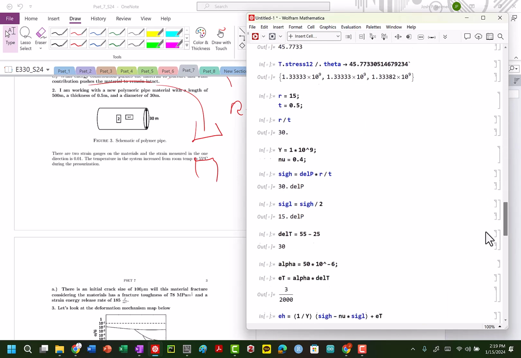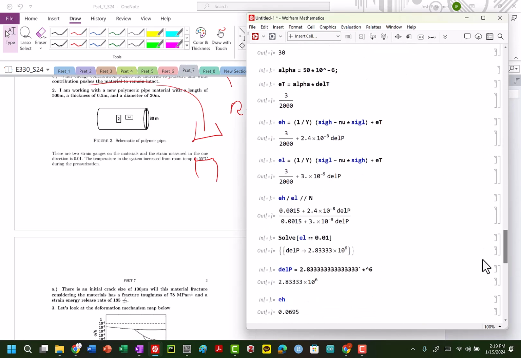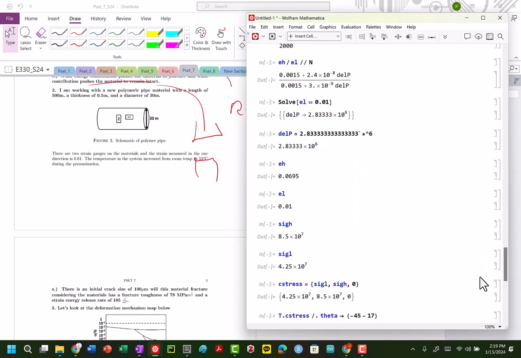I have the old one, actually, yeah, I have it right here. So I'm going to cheat a little bit. This was our solution from last time. If I have my sig h, I'm just going to say sig h equals this. This would be the stress that I'm looking at primarily, again for fracture, because I'm looking at the largest stress.